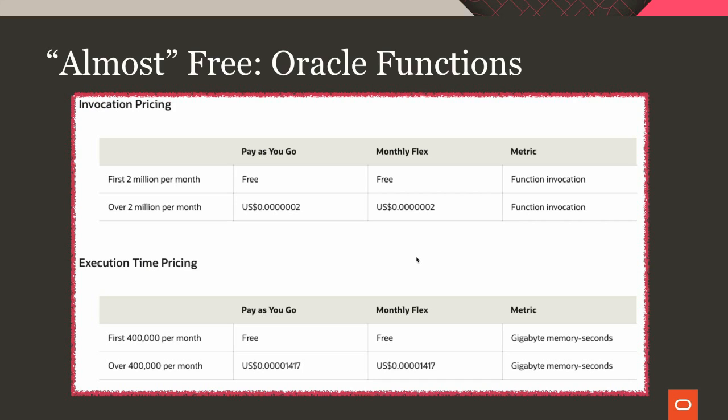If you use the execution time pricing, that's based on gigabyte memory seconds, you get the first 400,000 of those per month for free. You have to work really hard, I think, to exceed this free tier for Oracle Functions.